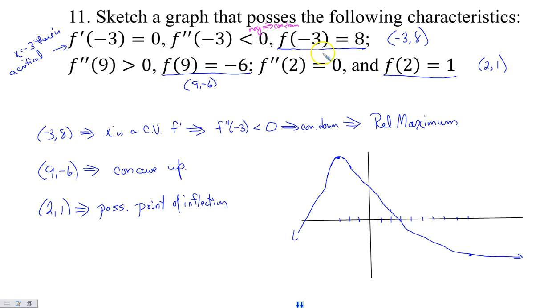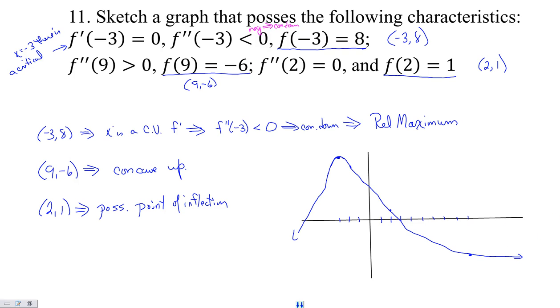So looking for these key things, the f of statements give us our points, the first derivative being 0 gives us critical values, along with the second derivative being positive or negative, which can tell me what kind of critical value, and then the second derivative being 0 tells me points of inflection, pretty much so.